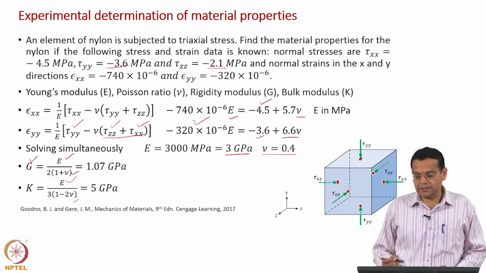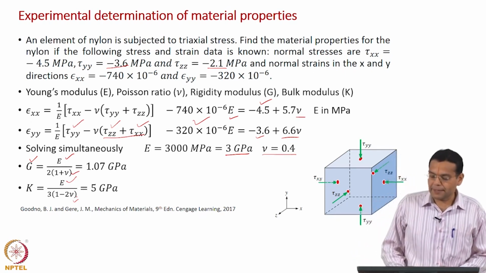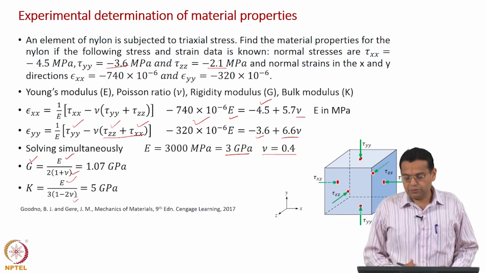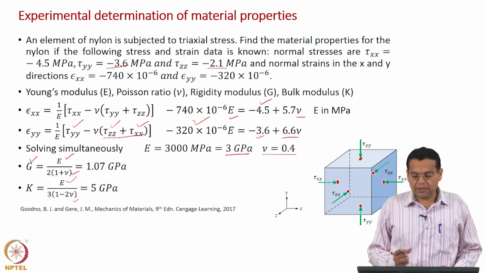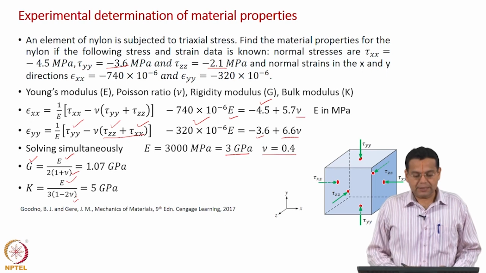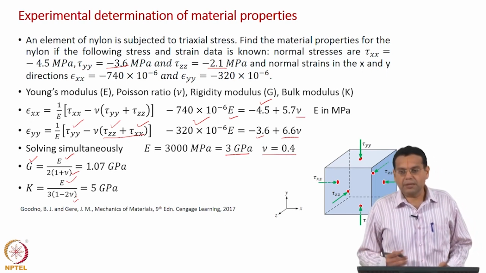A very simple example based on experimentally applied forces expressed per unit area, which are the stresses here, and the experimentally measured strains. We are able to determine the material properties, in fact all the material properties: Young's modulus, Poisson ratio, rigidity modulus and bulk modulus.